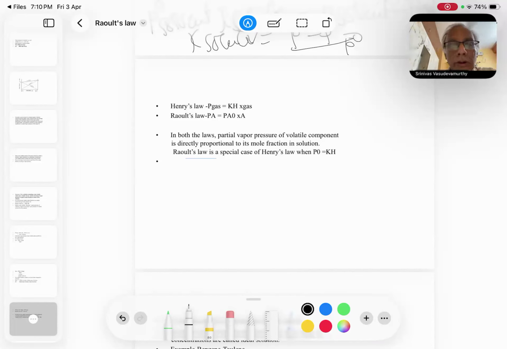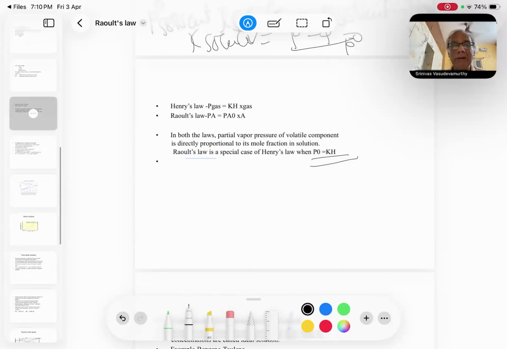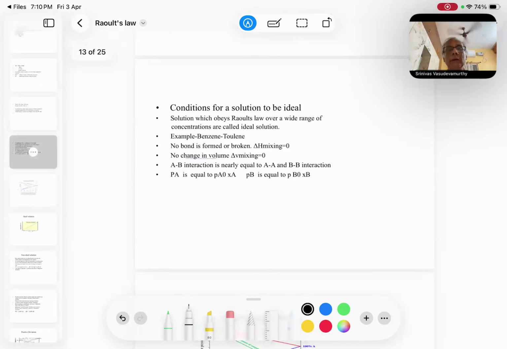Now, Raoult's law becomes a special case of Henry's law when Kh and P naught A are the same. When P naught becomes equal to Kh, that is, vapor pressure of pure solvent becomes equal to Henry's law constant, then Raoult's law is a special case of Henry's law here. Right.